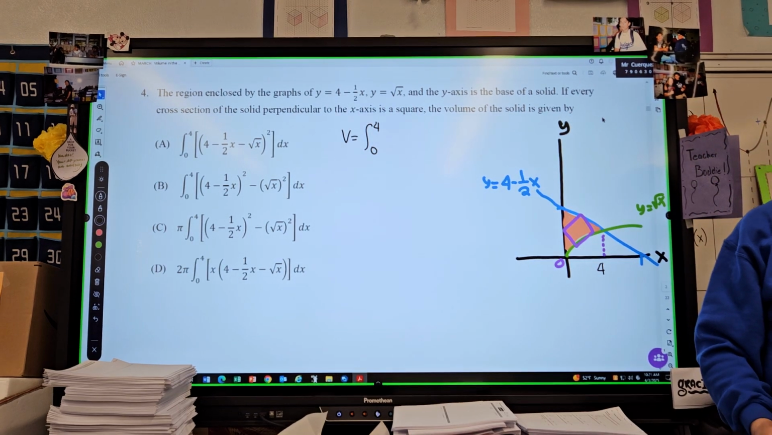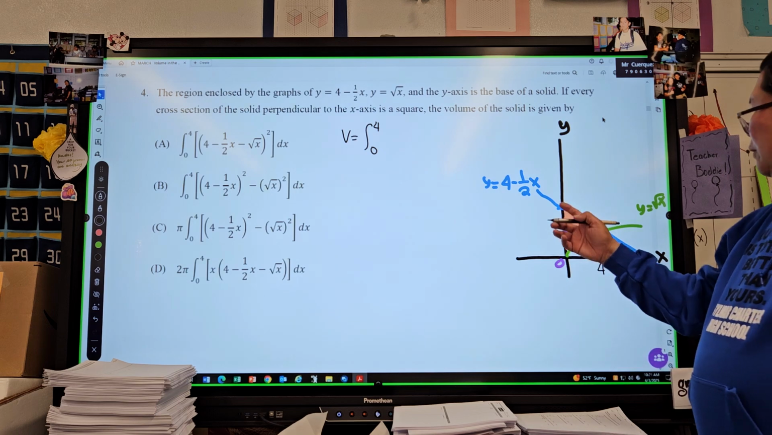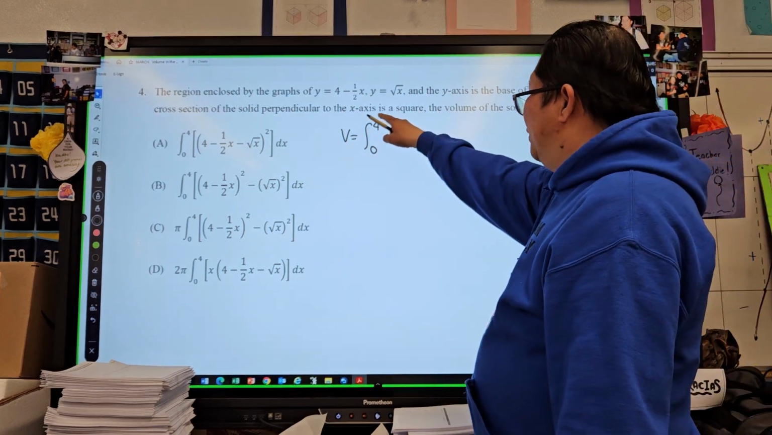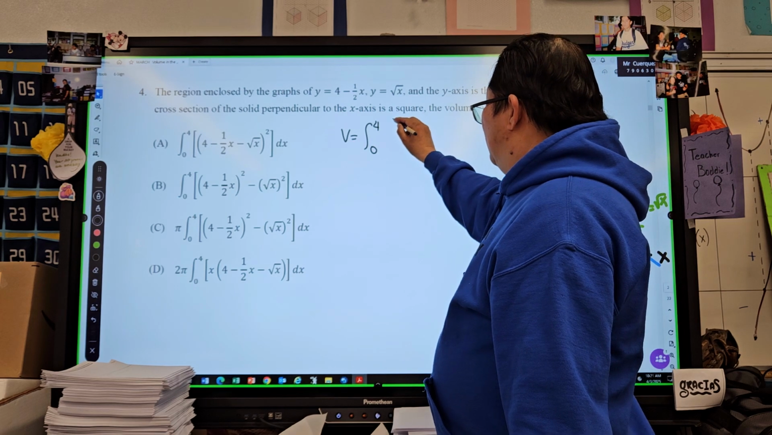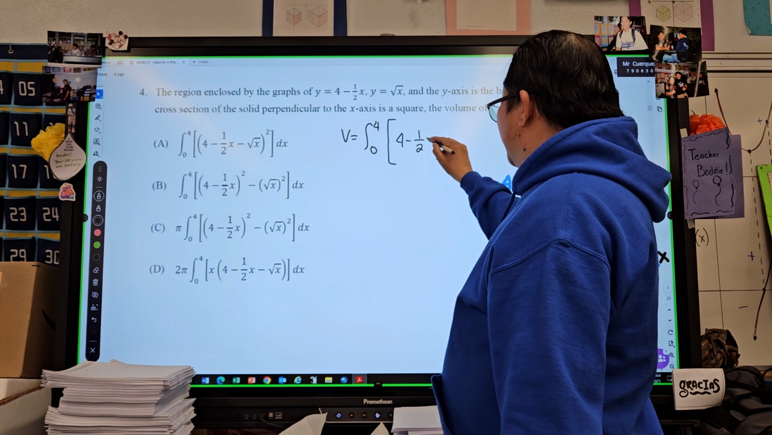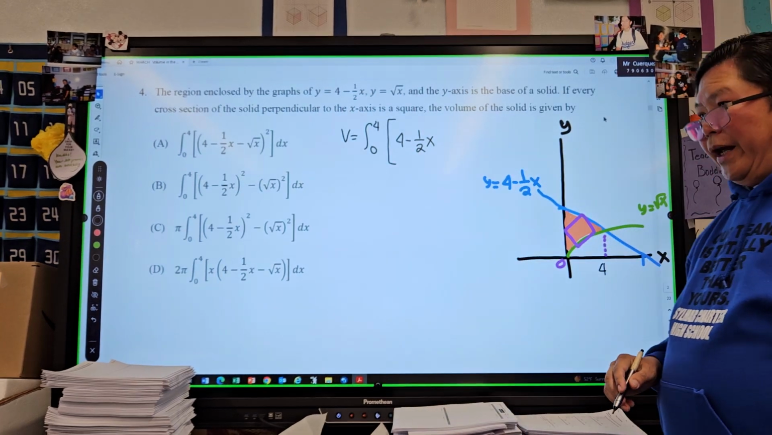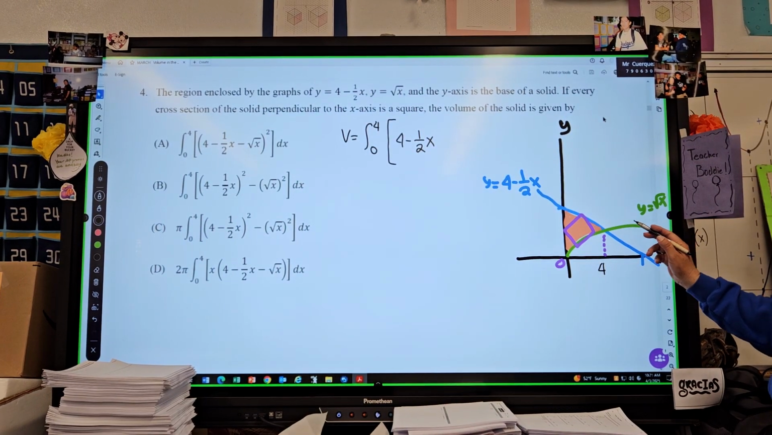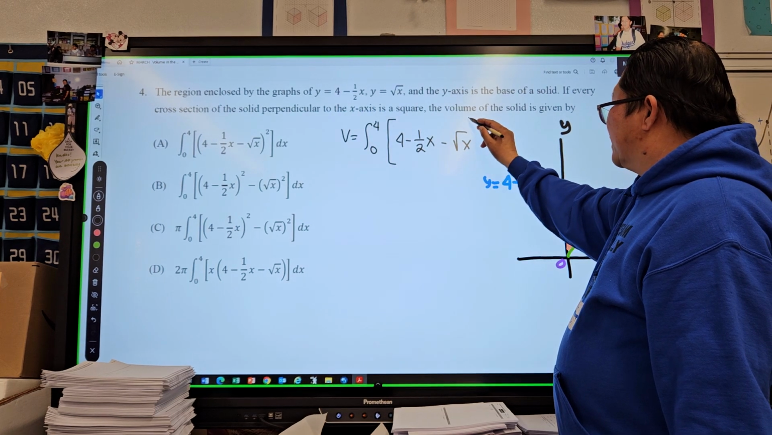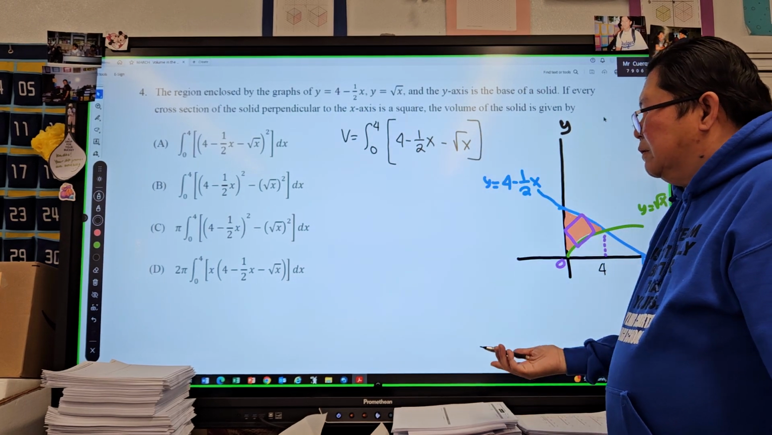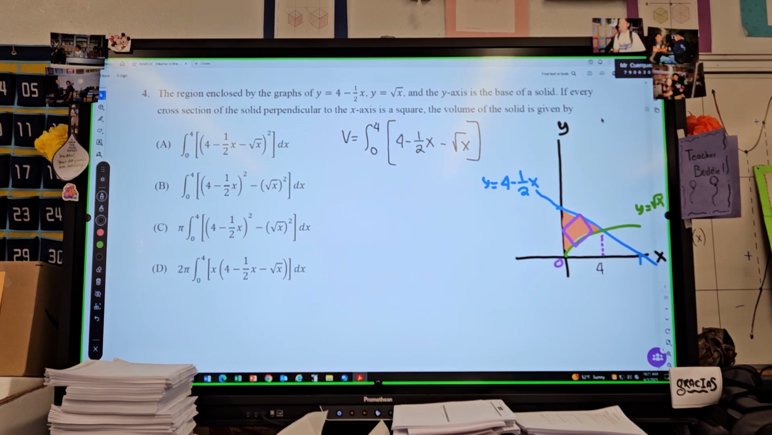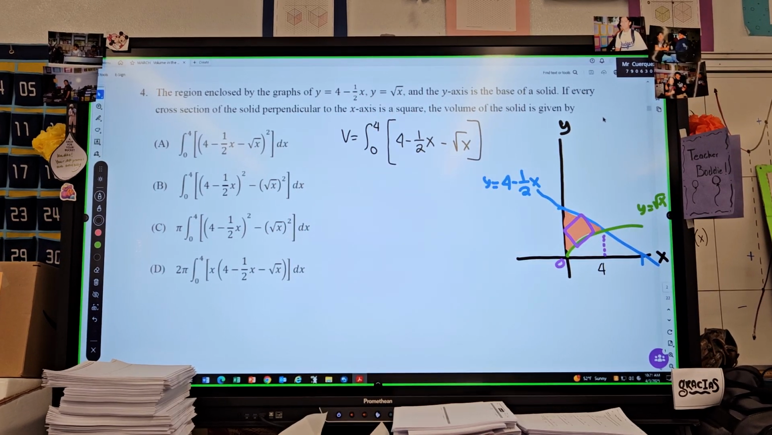Okay, so what is the upper? The blue. And what is blue? 4 minus 1/2 x. That's the blue, right? And then, what is this? Square root. So minus square root of x. And then, what's next? Square. You're going to square. And what do you think is the best option?